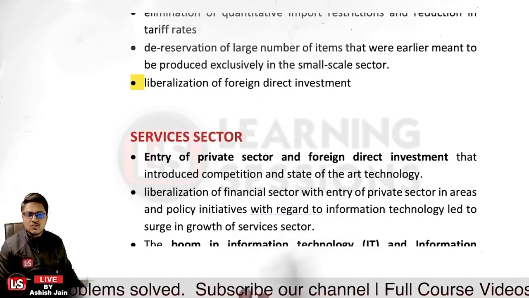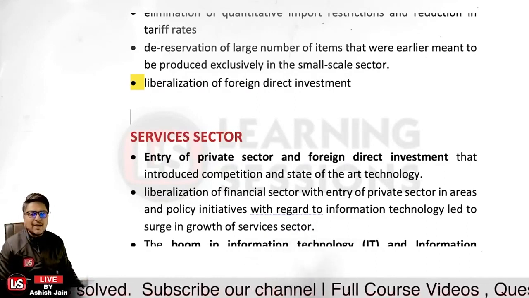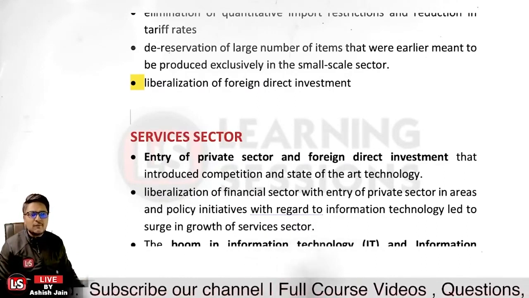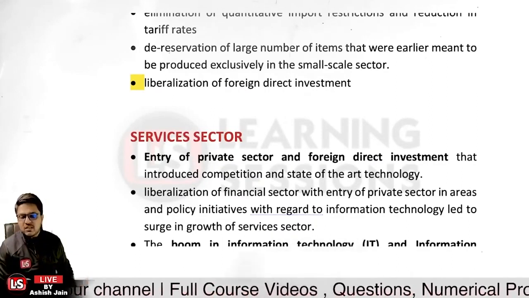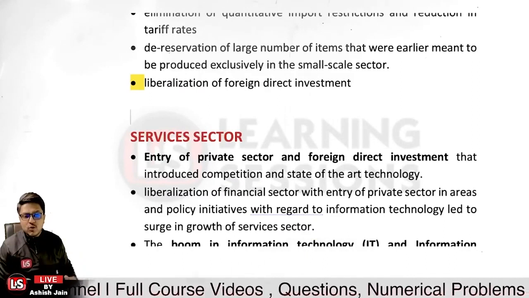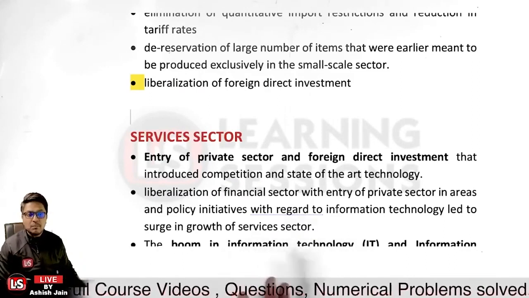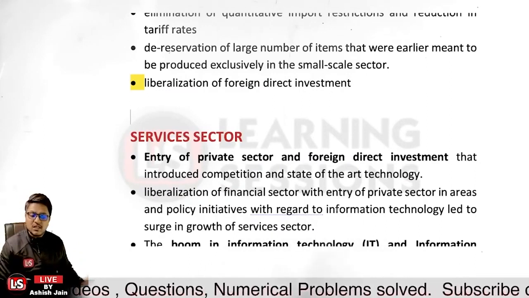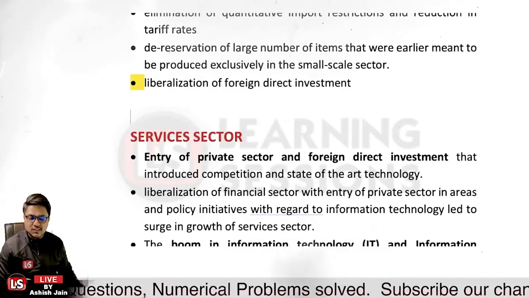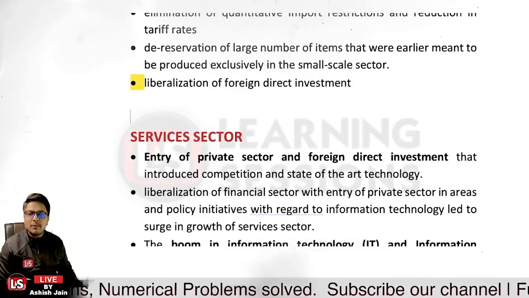Okay. Then it is related to the services sector. So entry of the private sector and the foreign direct investment has introduced competition. Previously there was monopoly, and only the government institutes were available over there. But now the private sector and foreign direct investments were invested into the service sector, and that basically led to the competition itself.